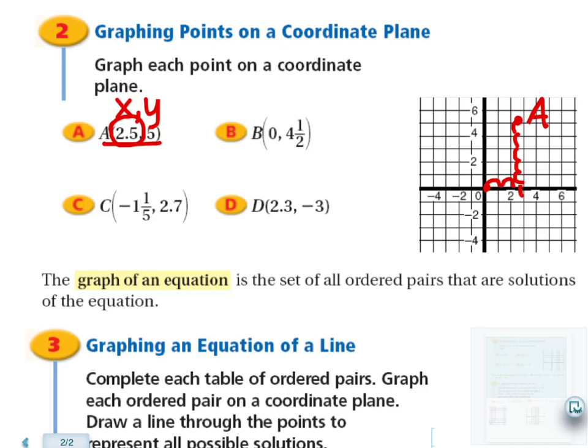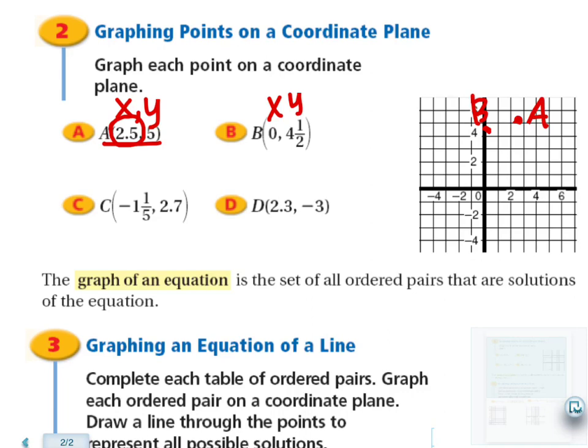Okay? Now B, remember, x before y. So we're going to go over 0, and then we're going to go up 4.5. So here we start at the origin. We don't move left or right at all because my x-coordinate is 0. But we do move. Notice the 4.5 is positive, so we're going to go up 1, 2, 3, 4 whole boxes, and then another half, and our dot will be right there. So there's B. Okay, so now let's do C. Get that erased so we can work on others.